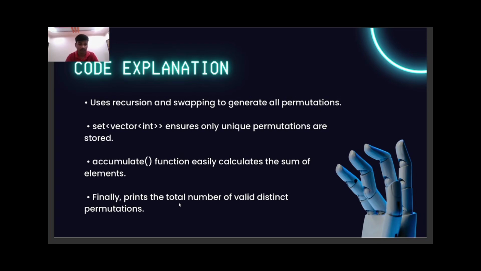Here is the code explanation. It uses recursion and swapping to generate all permutations. As we discussed, the loop is used for recursion and swapping. The unique permutations are stored in a vector. The accumulate function easily calculates the sum of elements, and finally the program prints the total number of valid distinct permutations.